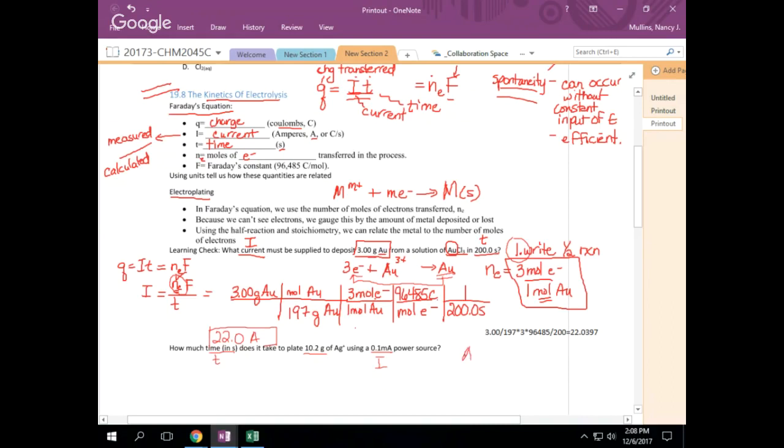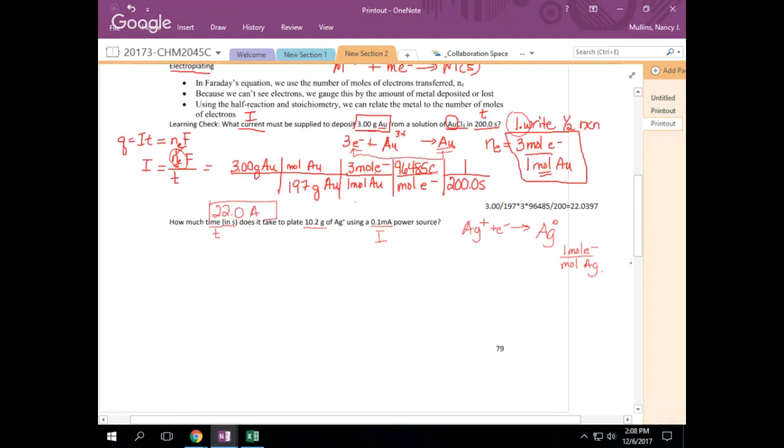Need to write my half reaction. I have silver ion. If I'm plating it, what's the charge on silver? 0. No charge on something that's an element. So how many electrons? So there's going to be 1 mole of electrons for every mole of silver. So step one is write that reaction so that it's going to be really obvious to you.